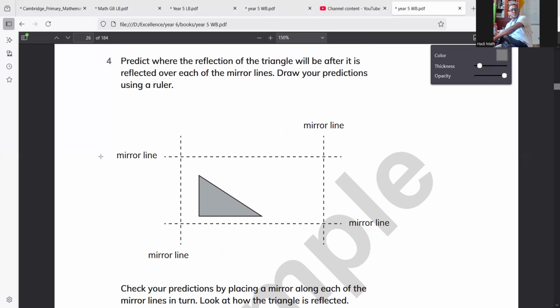when you reflect a shape, it should be the same distance. Like when I'm talking about this line of symmetry, you see how far this is from this line of symmetry? It is just a very small distance. Then you're going to go a very small distance here, and you're going to draw it here.